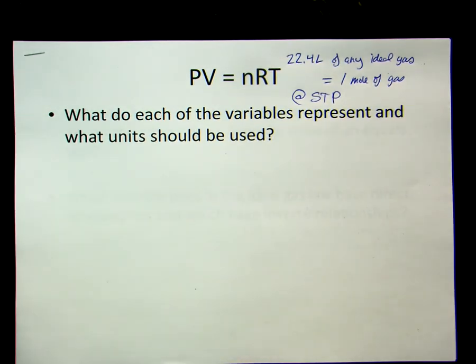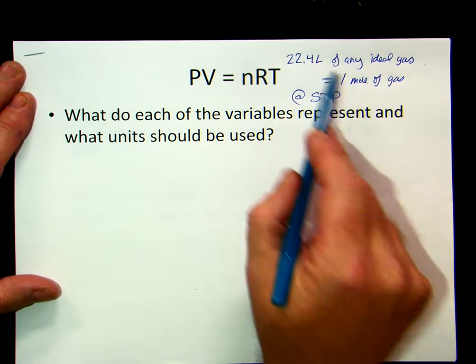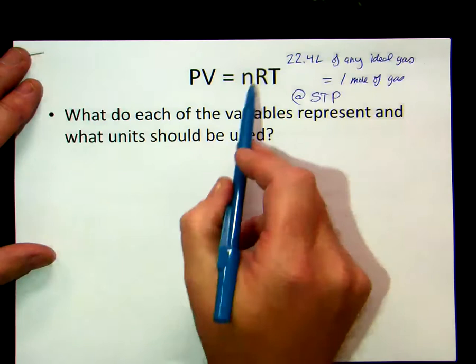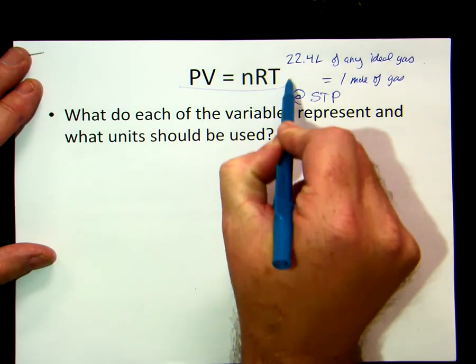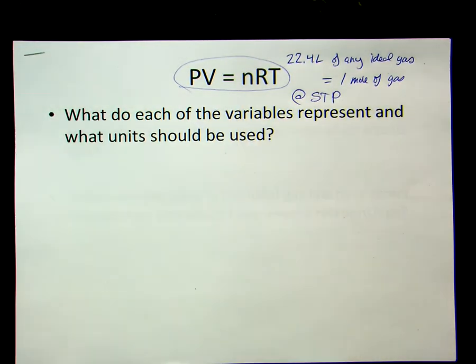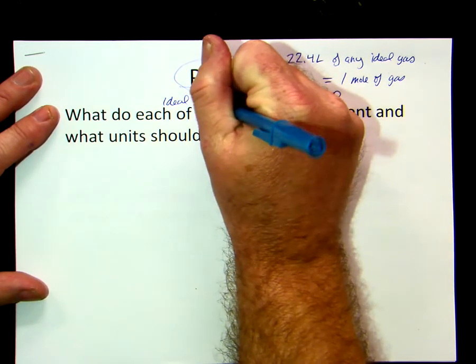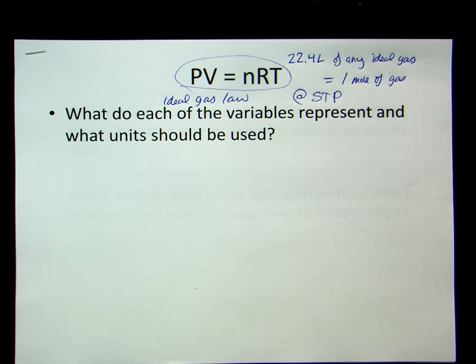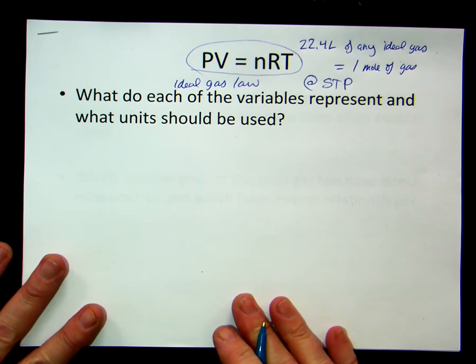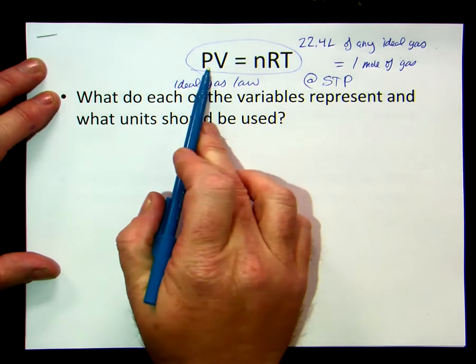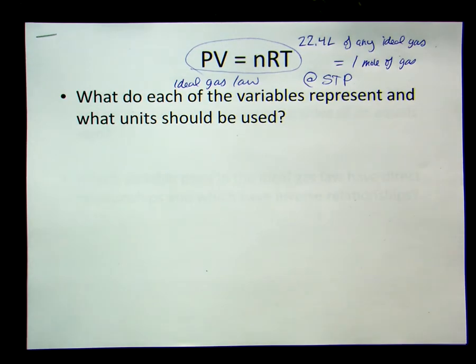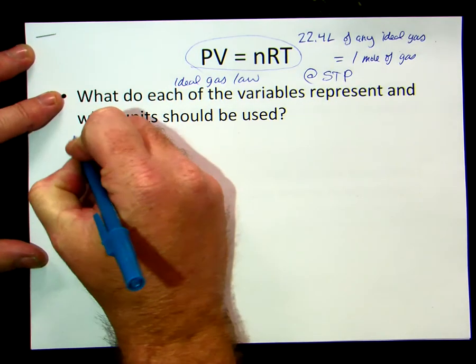So since the world does not exist at 0 degrees C and 1 atmosphere of pressure all the time, we needed a different way to convert, for instance, volume to moles, as well as taking some other considerations into effect. So we have this equation, and this is known as the ideal gas law. So what I'd like to do quickly is just tell you what each of these variables represent and the units that you'll use for them.